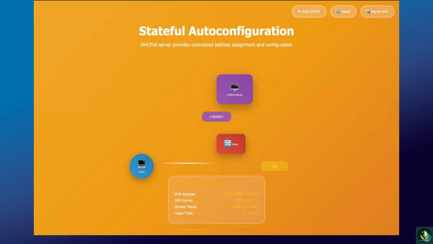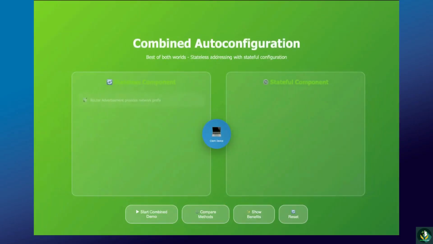So stateful autoconfiguration is ideal for enterprise environments where centralized control over IP address assignment and additional configuration options is necessary. And unlike IPv4, which uses broadcast messages for DHCP, IP version 6 uses multicast messages to communicate with DHCP version 6 servers.